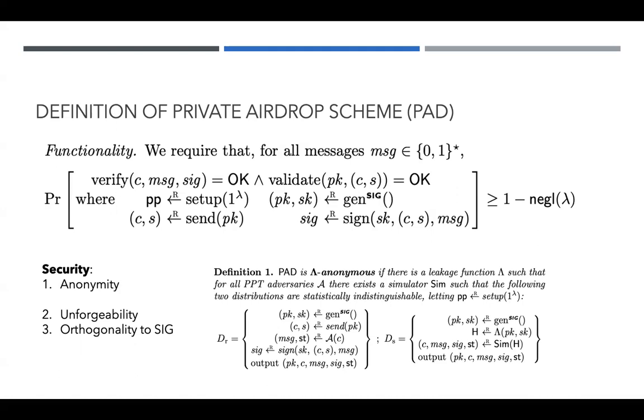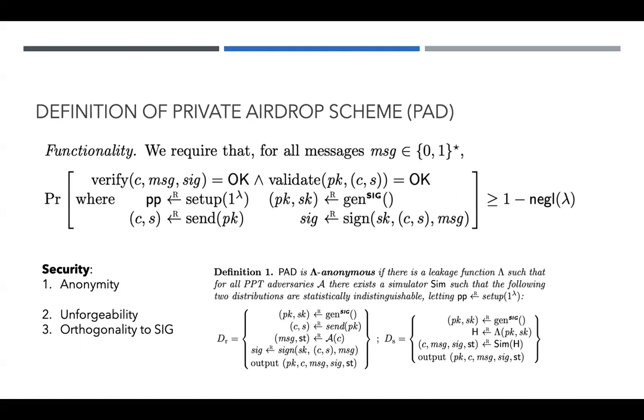The next one is the security requirements. The security of the PAD encompasses three crucial aspects: anonymity, unforgeability, and orthogonality to SIG. First one is the anonymity. The scheme ensures that the token C and signature reveal no information about the recipient's public key or secret key, except for a well-defined leakage defined by a function, as shown in the slides. The leakage allows for controlled disclosure of information while preserving the claimant's privacy. You can see the definition from the slide.